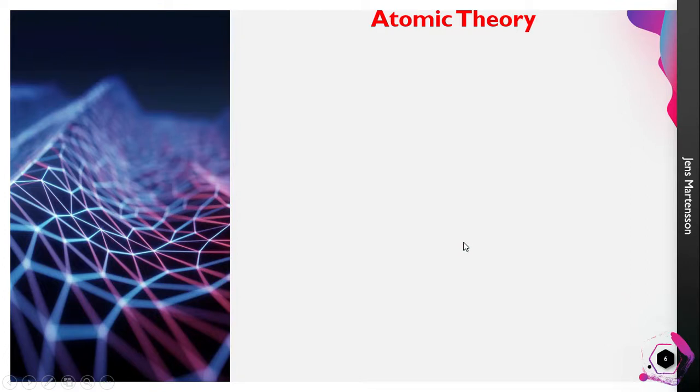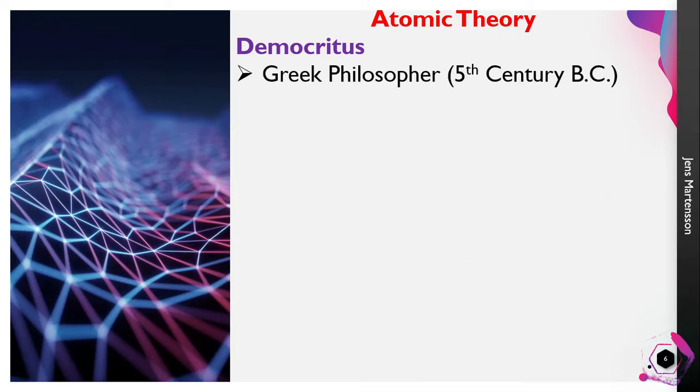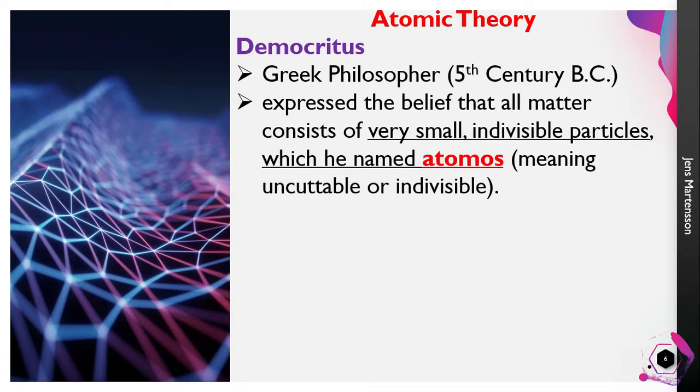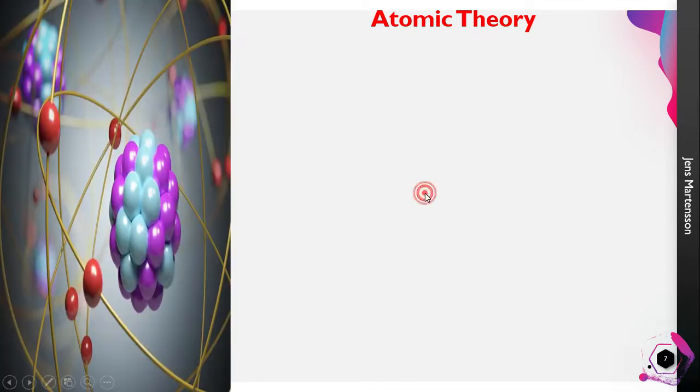Let us also talk about atomic theory, specifically Dalton's atomic theory. But before that, let's talk about Democritus. Democritus is a Greek philosopher. He is the first one to express the belief that all matter consists of very small indivisible particles, which he named atomos, meaning uncuttable or indivisible.